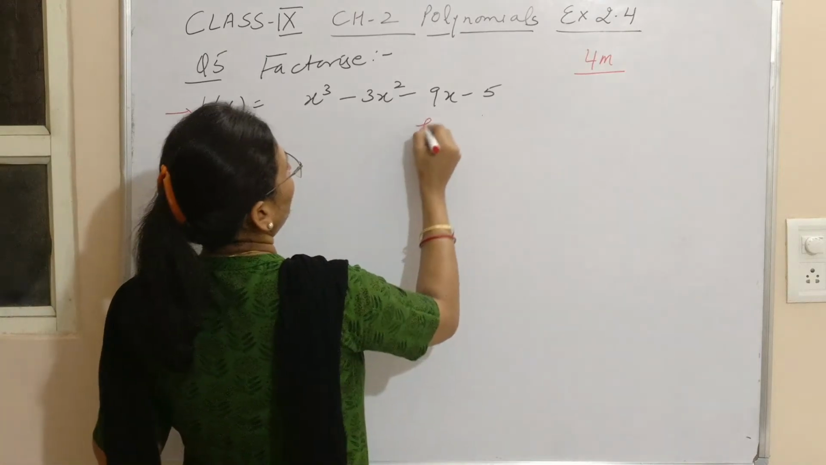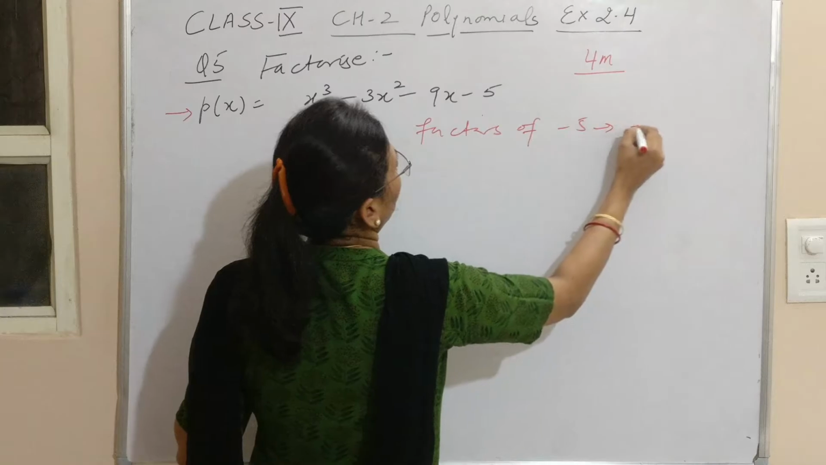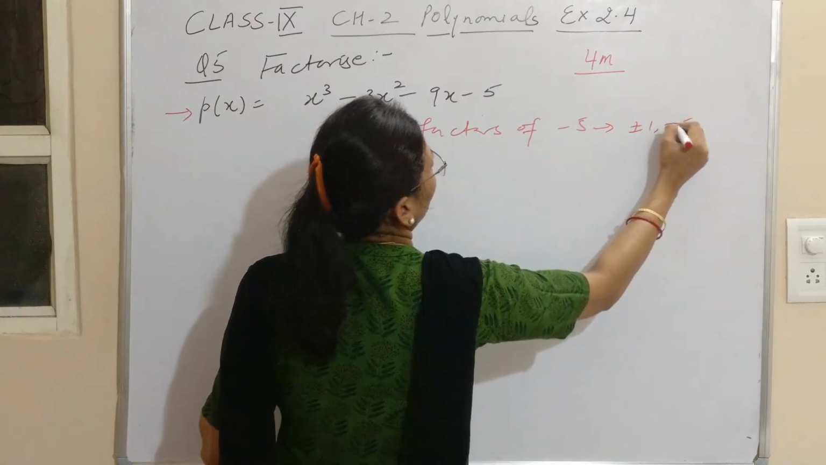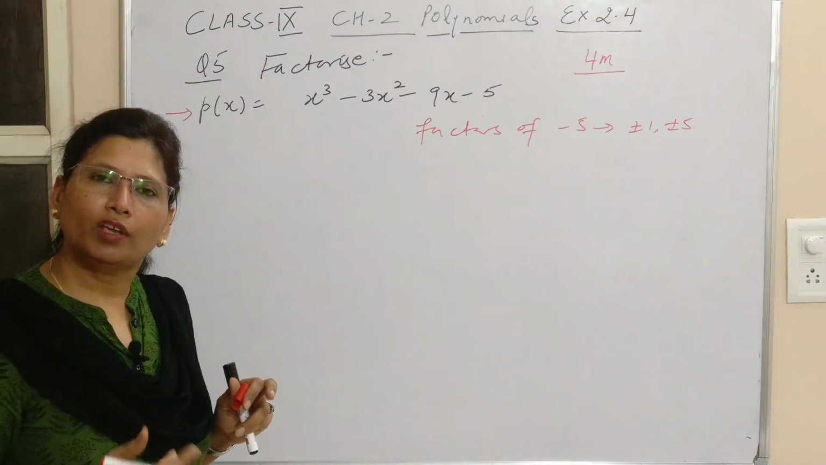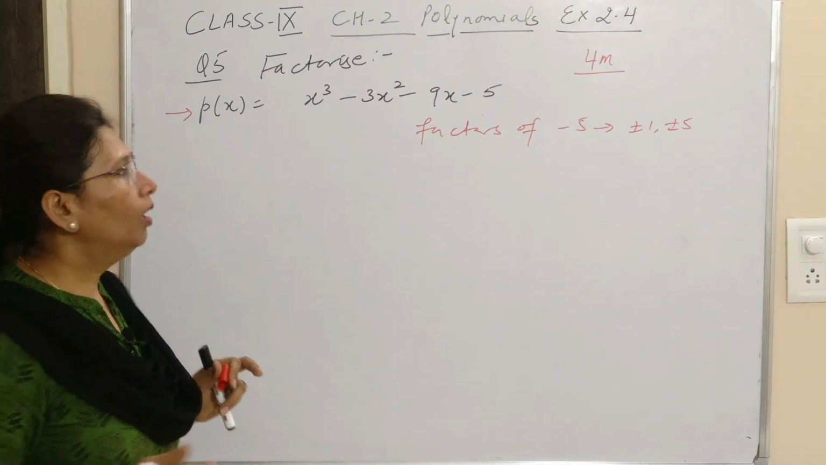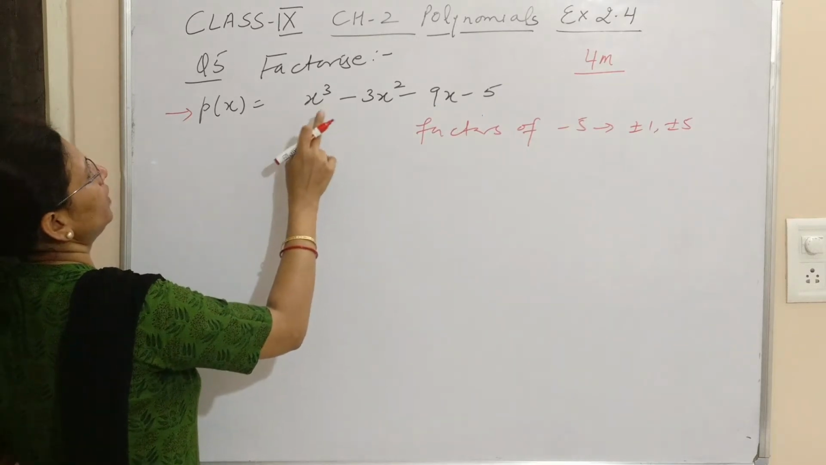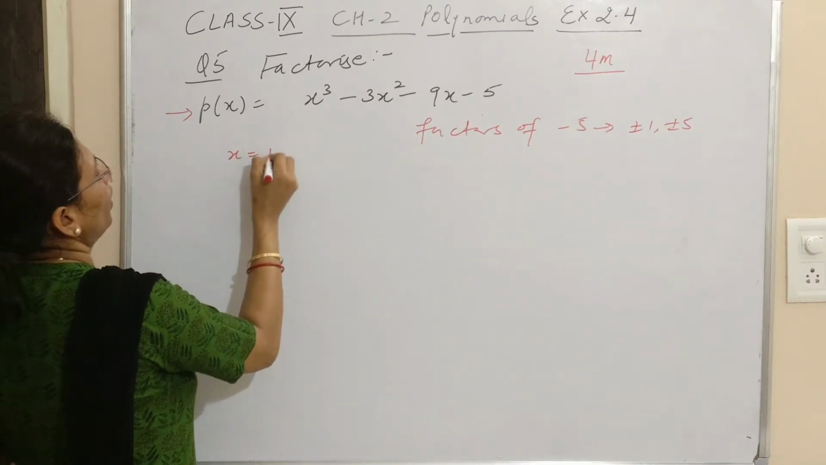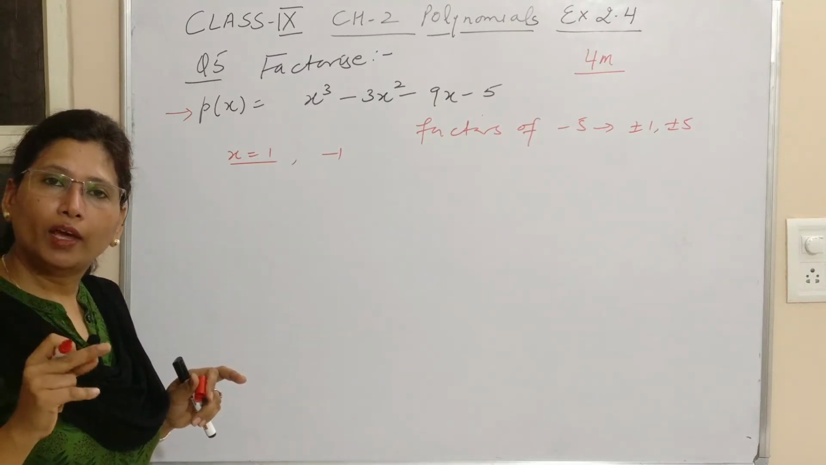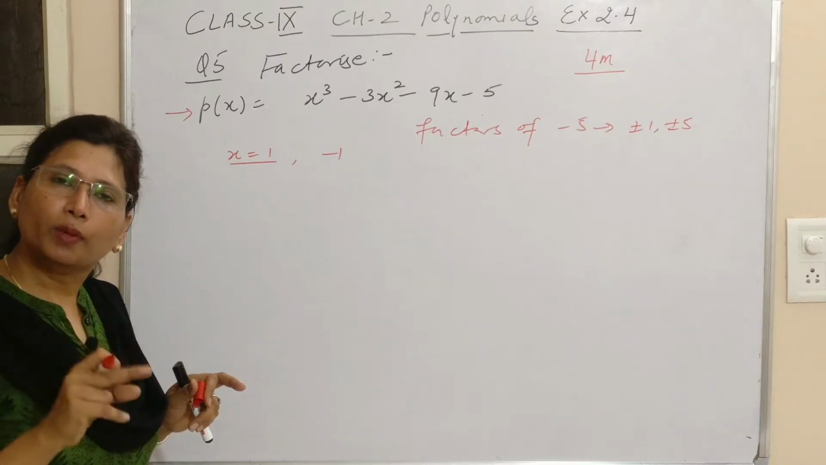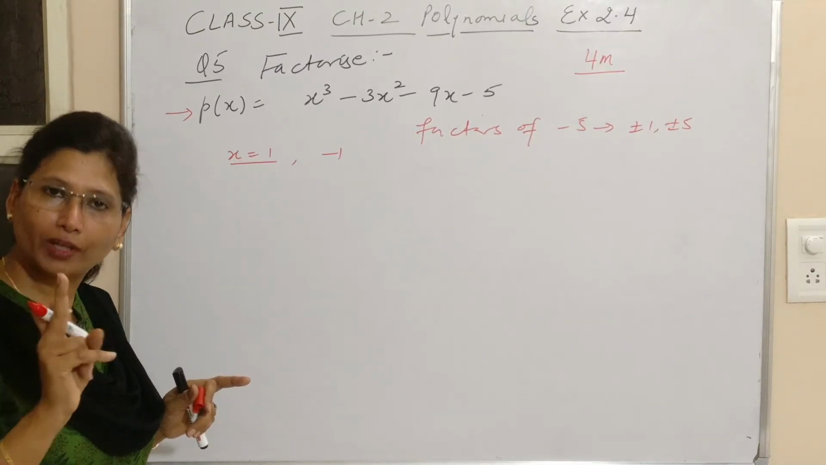So we'll just write the factors of minus 5. They can be plus minus 1 and plus minus 5. Plus minus 5 means they are divisible. 1 is also dividing minus 5, 5 is also dividing minus 5. What do we do? We generally put the values of x. If I put x equal to 1, or minus 1, and for those values I get the value of the polynomial as 0, it means x minus 1 is a factor of the polynomial. That was the factor theorem.